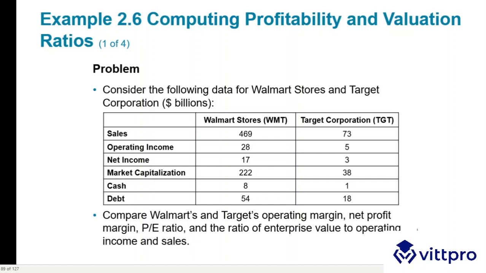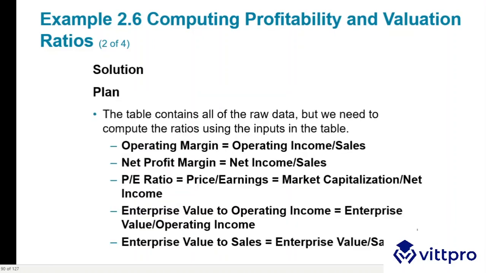So here, we are also calculating the enterprise value to operating income and sales. We need to calculate the enterprise value first, which is market cap plus the debt minus the cash. So for Walmart, enterprise value will be 222 plus 54, 276, minus 8, 268, right? So these are the formulas: enterprise value divided by operating income, enterprise value divided by sales.